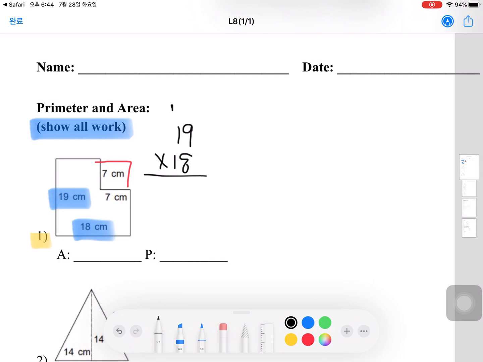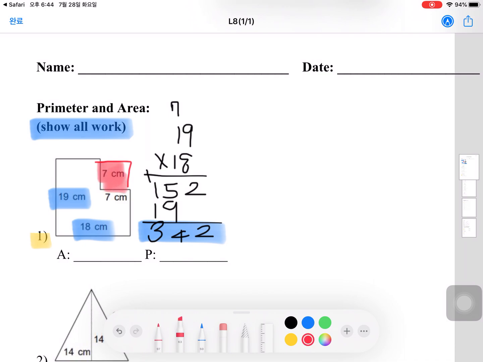9 times 8 is 72. 8 times 1 is just 8, plus 7 is 15. 9 times 1 is 9. 1 times 1 is just 1. Now if we add this all up, we get 342. We'll keep this number in mind, and we'll now find the area of this small rectangle here.